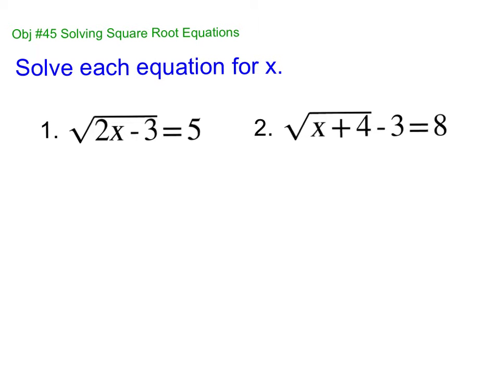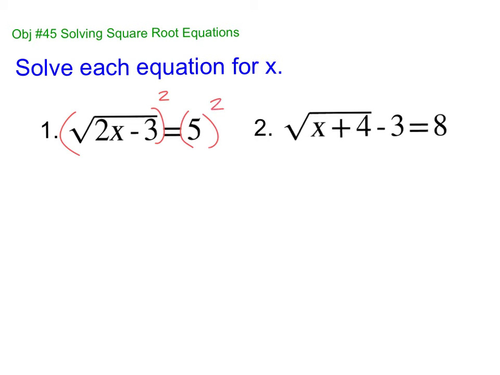Okay. So we're going to solve for x. Think about, what do you think we should do here? We've kind of done this before, right? We want to get rid of a square root. How do you get rid of a square root? What's the opposite of square rooting something? Squaring something. So we're going to square both sides.